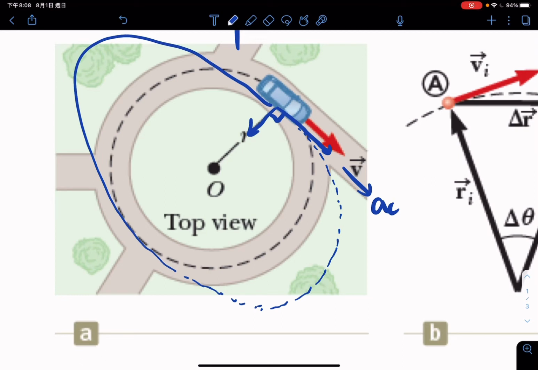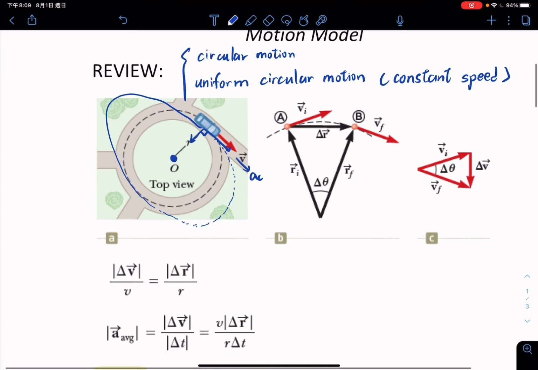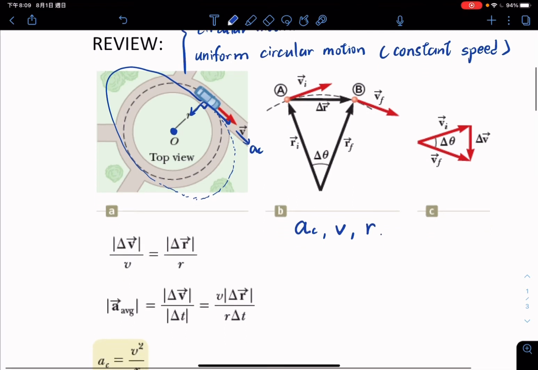And therefore, for uniform circular motion, the acceleration vector can only have a component perpendicular to the path, which is toward the center of the circle. Then we can get a relationship between the centripetal acceleration, velocity, and r by similar triangles in the figure.